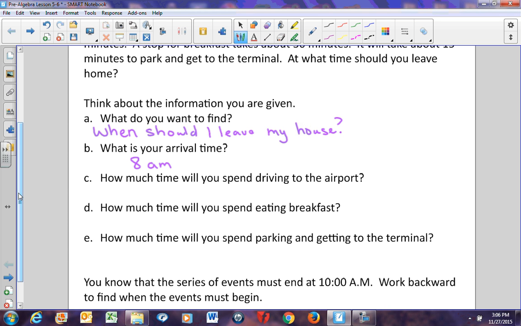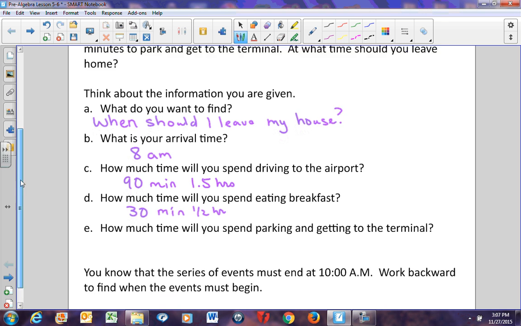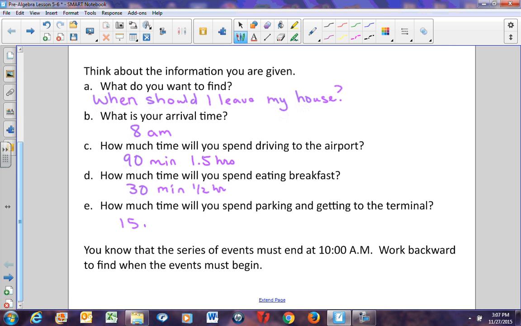And how much time will I spend driving to the airport? I will spend 90 minutes driving to the airport. 90 minutes, otherwise known as 1.5 hours, or an hour and a half. How much time will I spend eating breakfast? 30 minutes, or a half an hour. How much time will I spend parking and getting to the terminal? 15 minutes, or a quarter of an hour. So now I know that the series of events must end at 10 a.m.